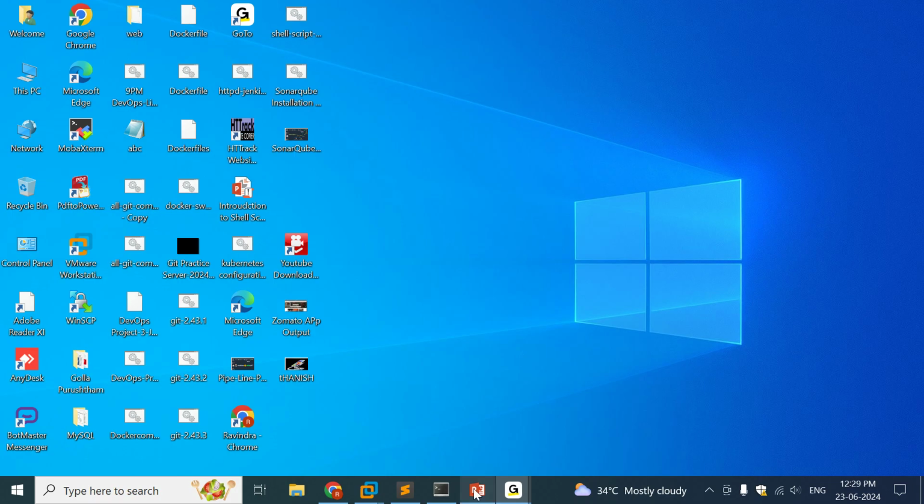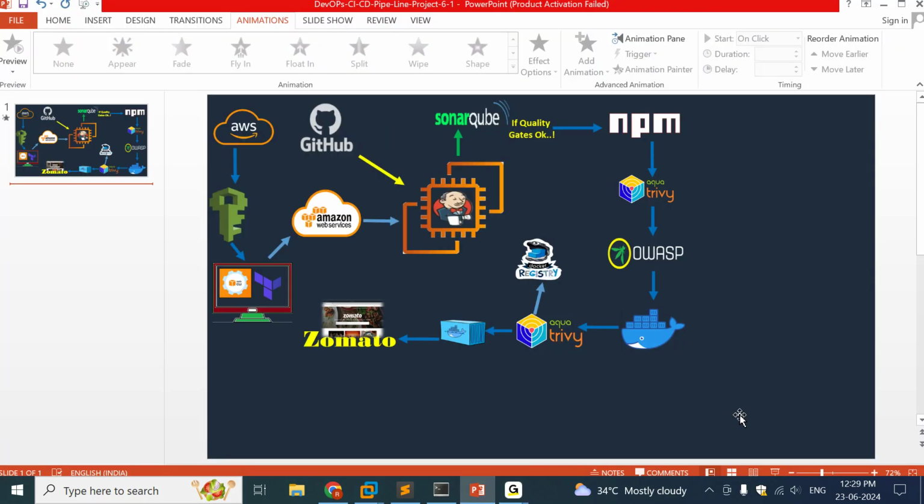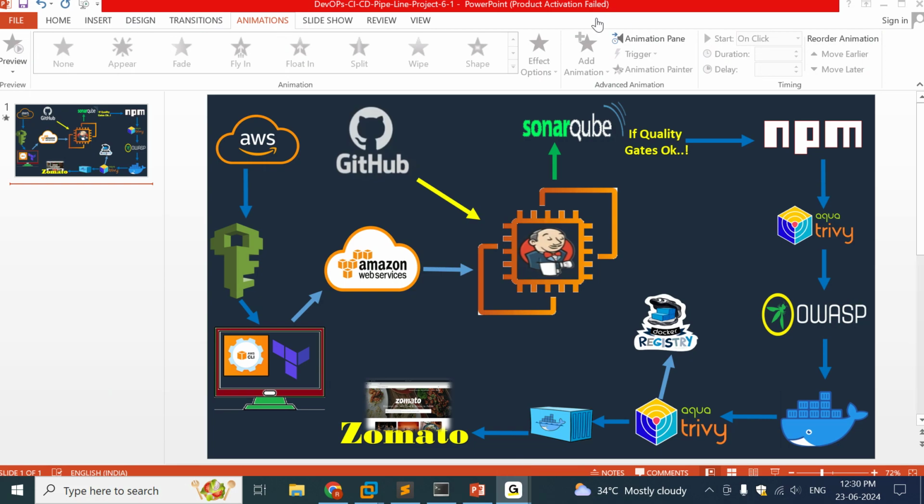Guys, this is the flow of the project. Let me explain about this. See, guys, initially we should have one AWS account.